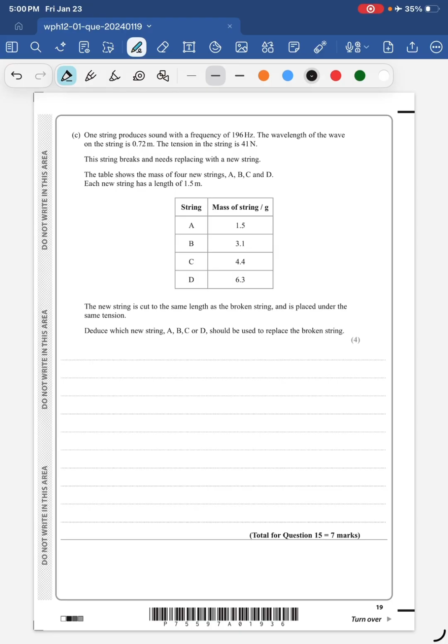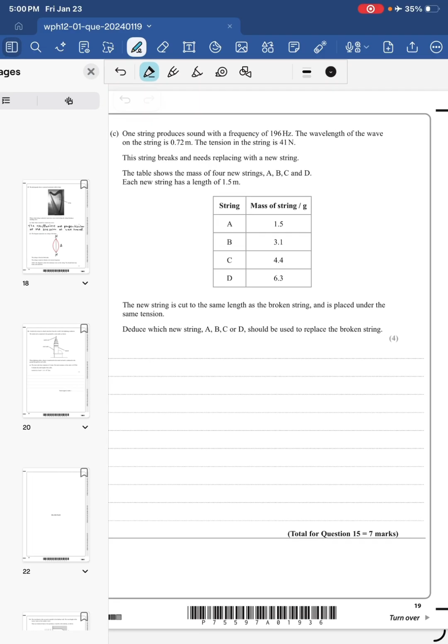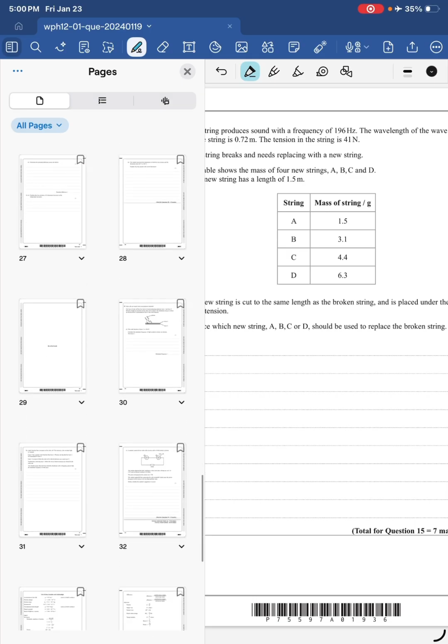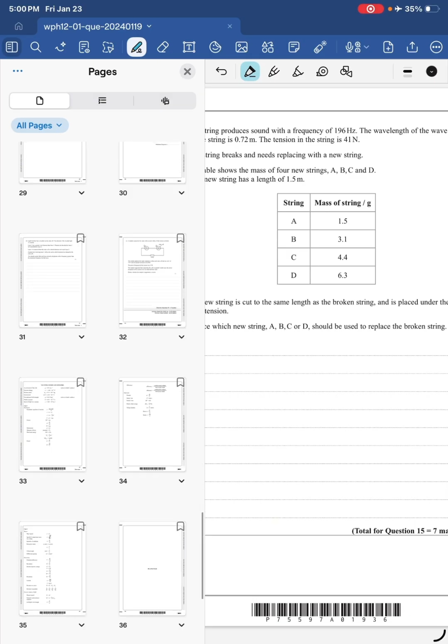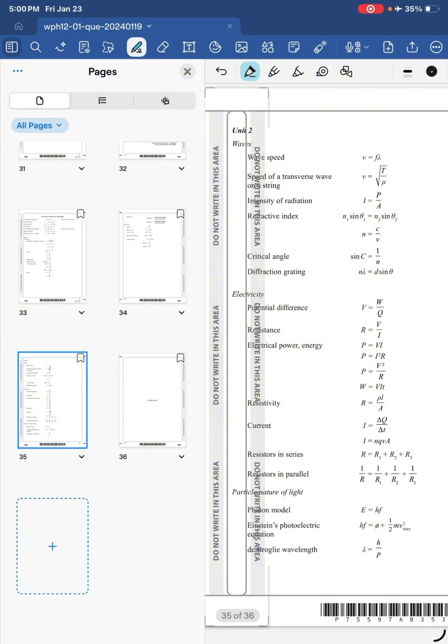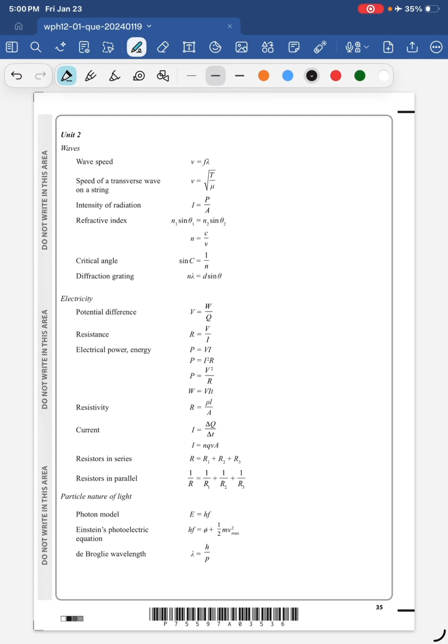Okay, this is a little bit of a complicated problem, but let me see if they have it in the back of the paper before I say anything. I want to check something. If you go in the back of the paper in Unit 2, particle waves, they do, yes. Okay, this is what we will use.